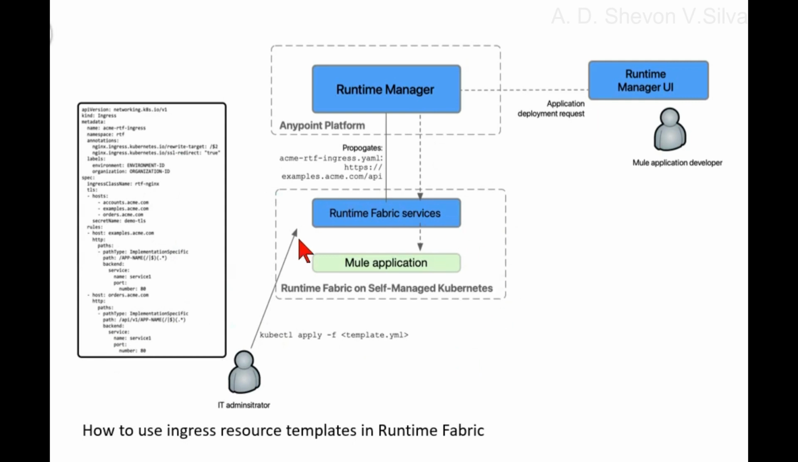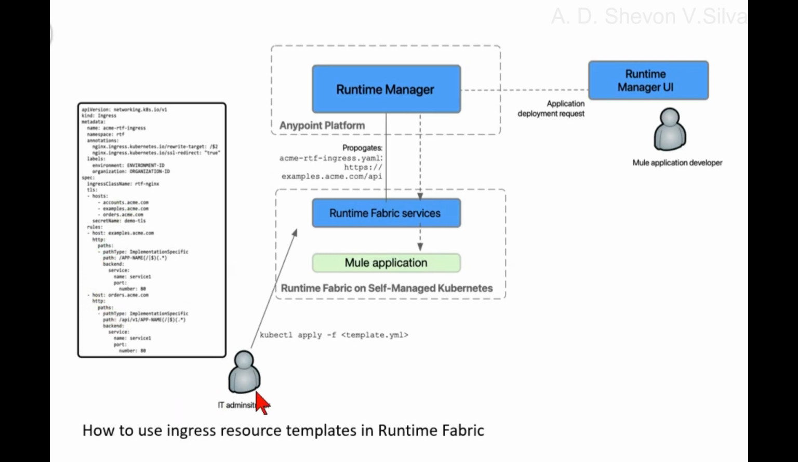This diagram provides an overview of how to use Ingress resource templates in Runtime Fabric. 1. An IT admin configures an Ingress controller. 2. An admin creates or modifies the Ingress resource template using necessary parameters. Various Ingress controllers operate differently. Review your Ingress documentation and adjust your annotations accordingly.